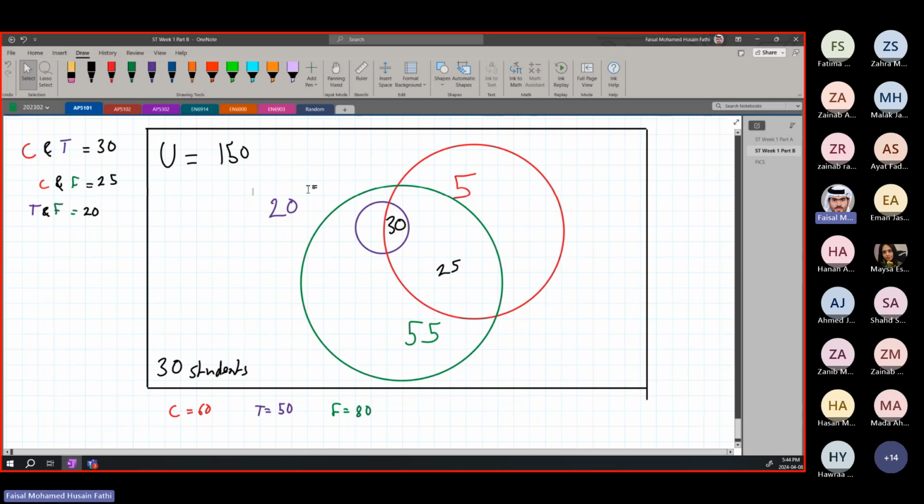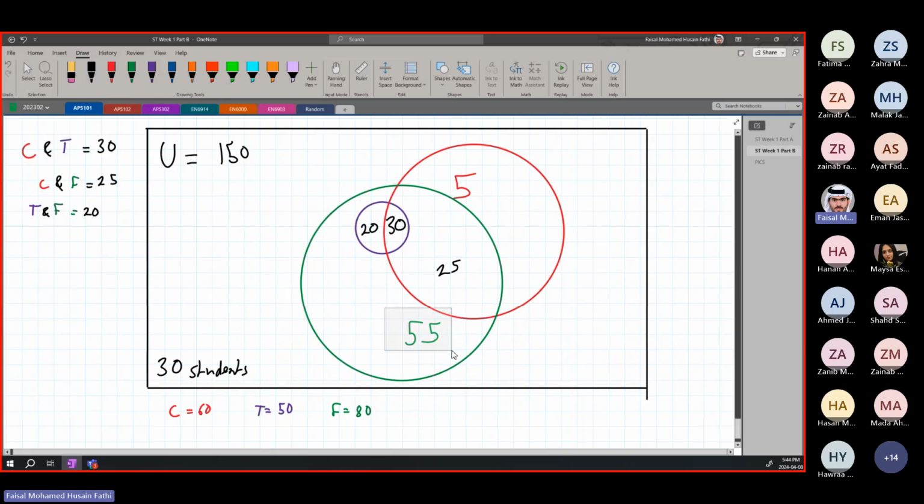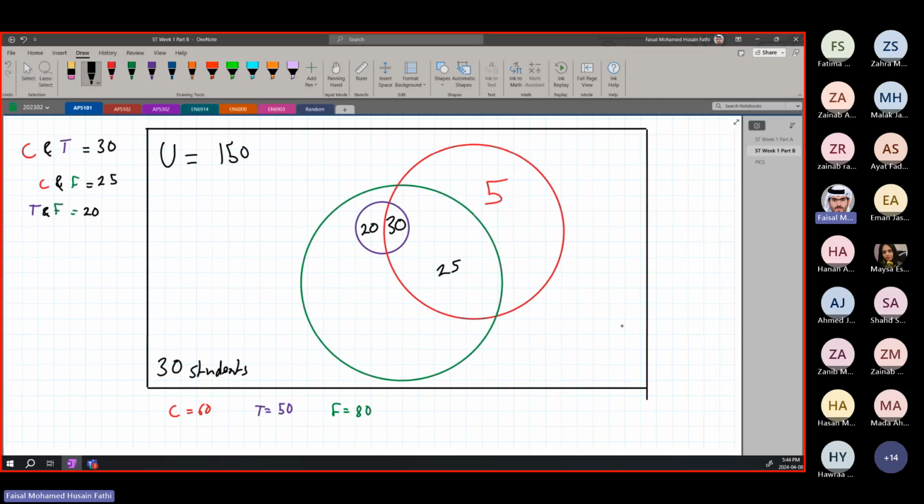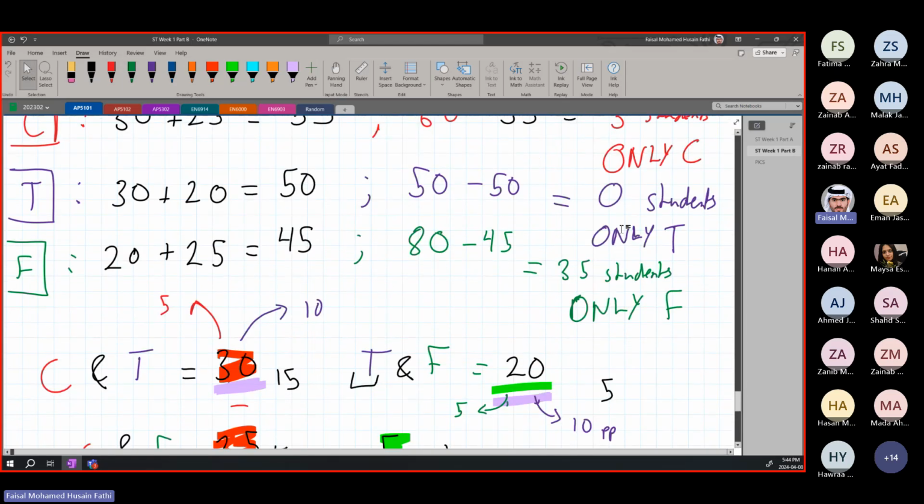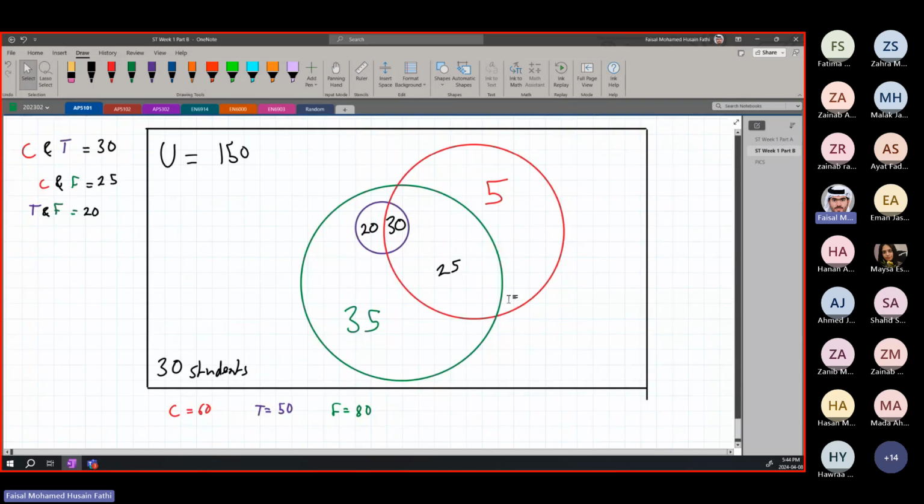And this 20 is going to go away. Why is this 20 going away? Because it's also sharing 20 with the football. So we're going to have to remove the 55 as well and subtract 20 from it. So 55 minus 20 is equal to 35. If you notice the 35 and 5, this is what we calculated earlier, the 5 and 35. It's the same exact thing. This is just through the Venn diagram.